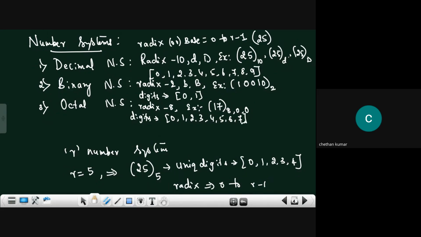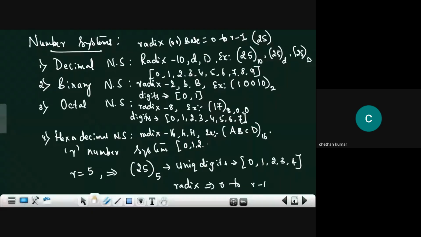Understood? The other number system is the hexadecimal number system. What is the radix of this? The radix is 16. You can write a small h or a capital H. For an example, if I write A, B, C, D: A means 10, B means 11, C means 12, D means 13. So the base is 16. What are the digits of this?